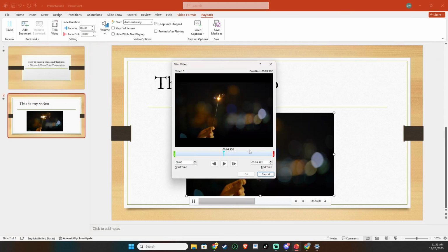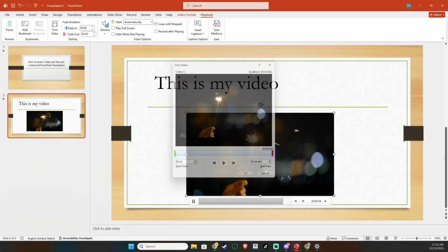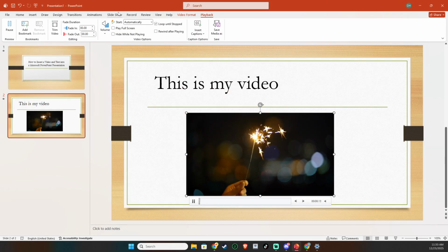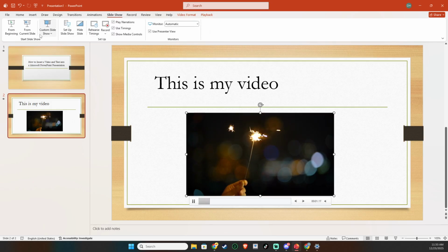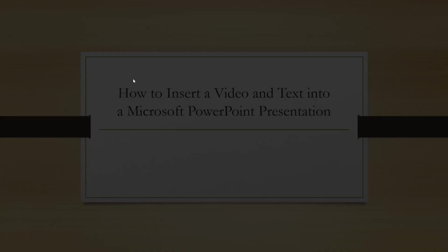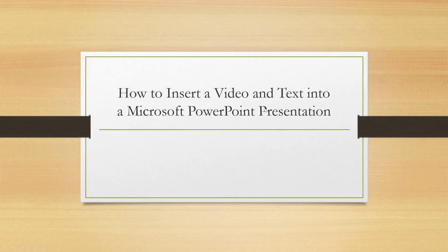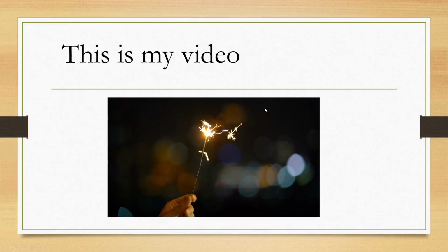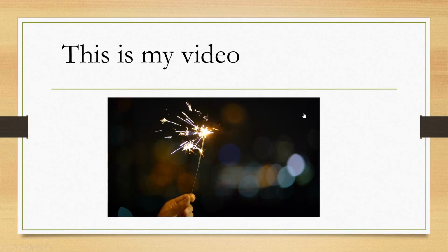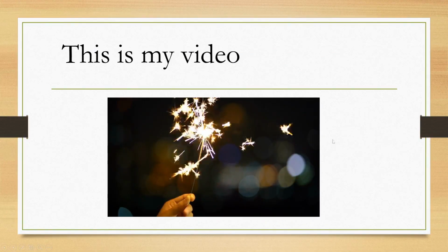Finally, preview your work. Go to Slideshow and choose from current slide to test it. Make sure the text is readable, the video plays as expected, and the timing matches your presentation flow. If anything looks off, exit the slideshow, make small adjustments, and preview again until it feels right. That's it. Clean, clear, and ready for your audience.